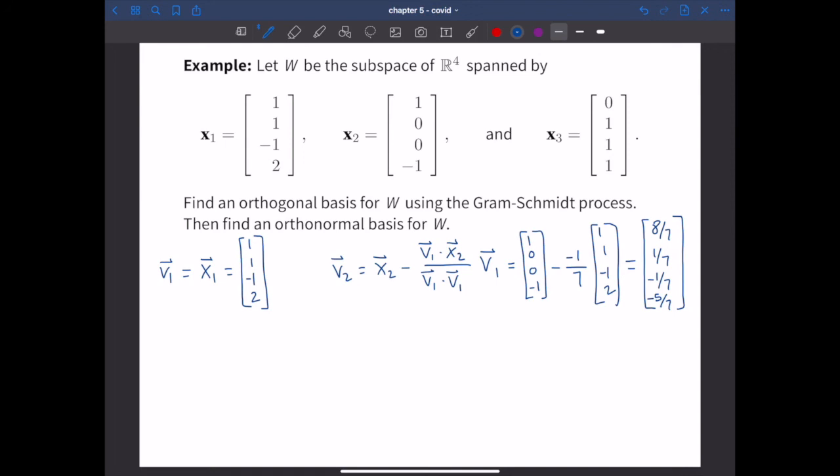All right, so continuing on, in order to compute v3, according to our formula, we take x3, and then we compute the projection of x3 onto v1, which is v1 dot x3 over v1 dot v1 times v1, and then we subtract off the projection of x3 onto v2.